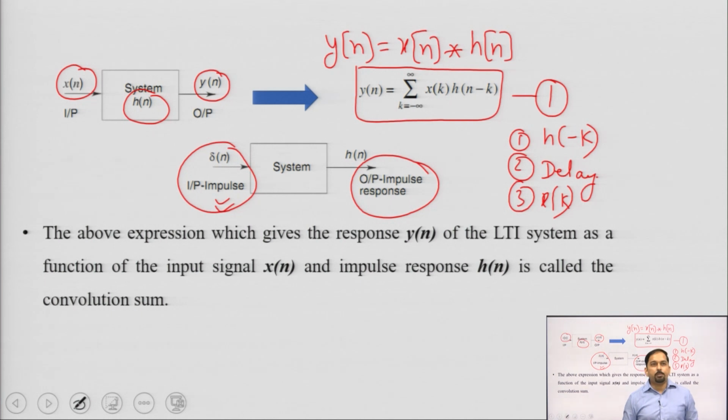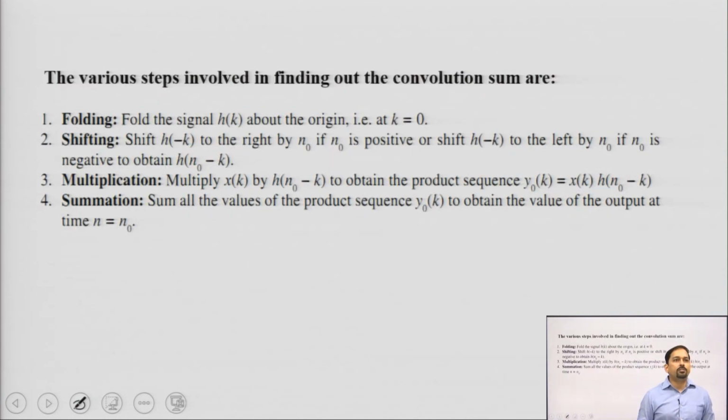Finally we perform the summation. So the convolution operator basically consists of these four steps. First is the folding, which is also called mirroring. Next is the shifting, which gives h[n minus k]. Next we multiply by x[k], which is the multiplication step, and finally after multiplying h[k] and x[k], we perform the summation. These are the basic steps which help us in finding the convolution summation of two sequences.